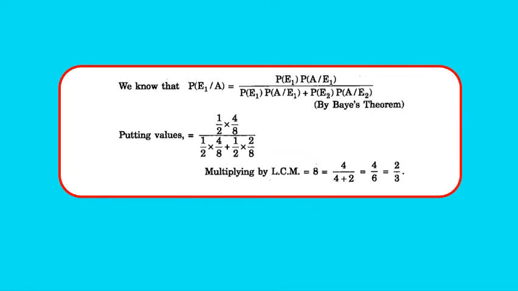So we have P(E1/A) using Bayes theorem. We get P(E1/A) equals P(E1) into P(A/E1) upon P(E1) P(A/E1) plus P(E2) P(A/E2). So putting all these values, we get half into 4 by 8 upon half into 4 by 8 plus half into 2 by 8. So simplifying, we get the probability P(E1/A) equals 2 by 3. Clear? So pause and note down the solution.